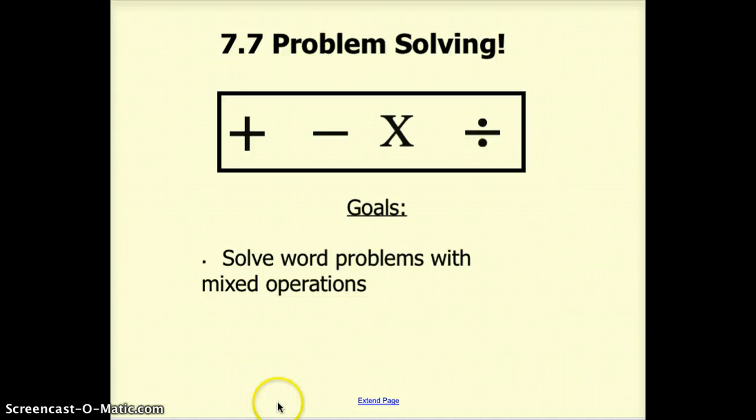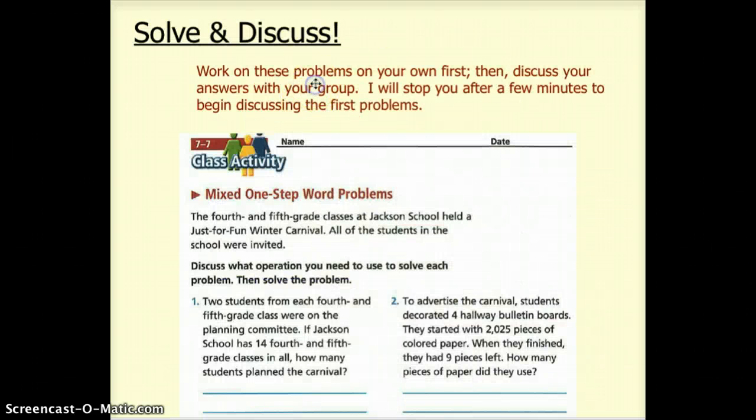Alright, this is Unit 7, Lesson 7. Today we are working on solving word problems with mixed operations. So mixed operations are going to have addition, subtraction, multiplication, and division in them. We are going to start with page 297.